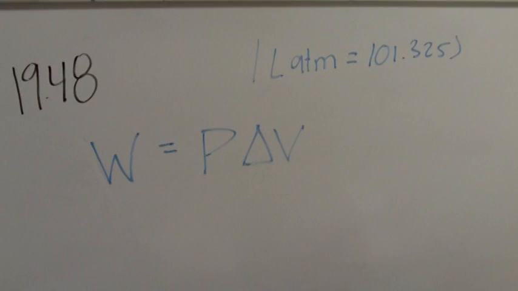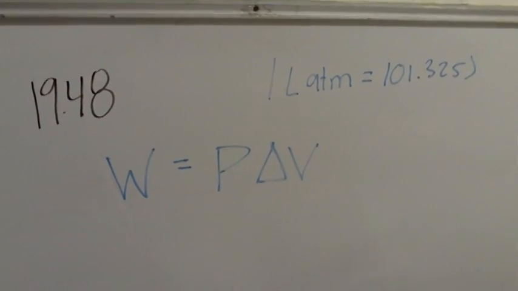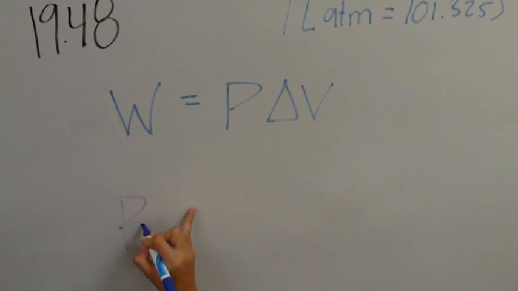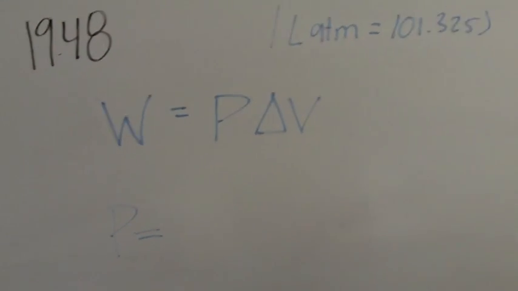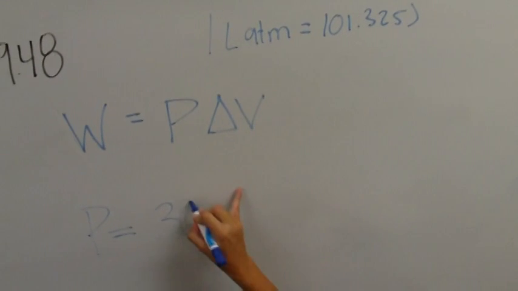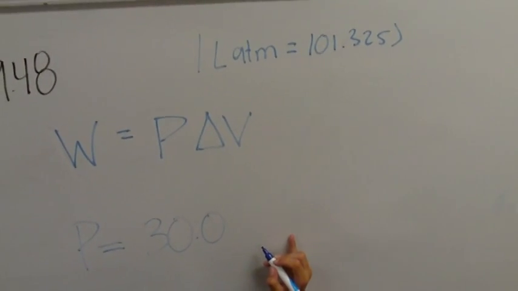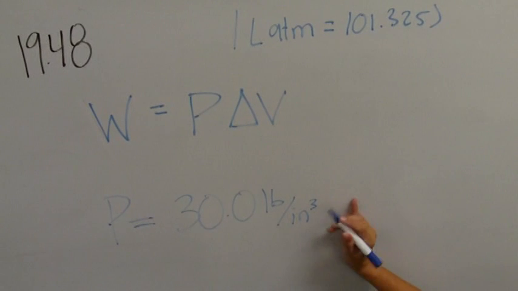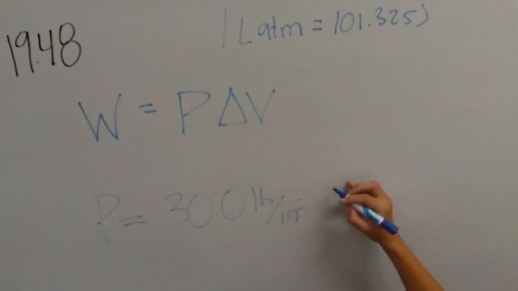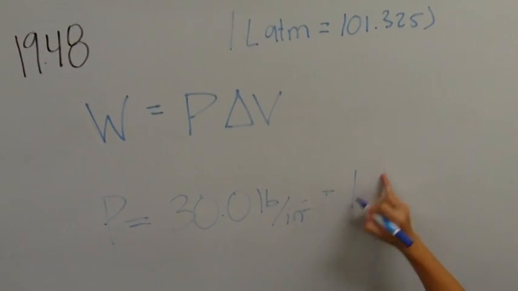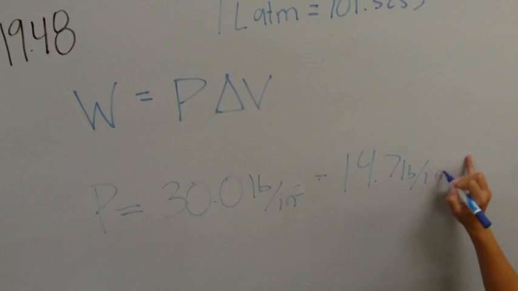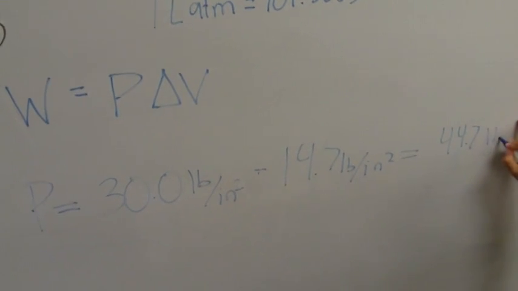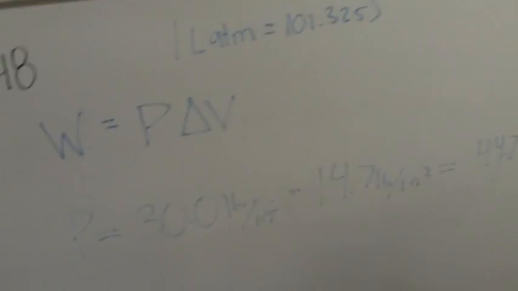So what we're going to do first is find our total pressure. So our total pressure is going to be the pressure that we exert with the bike pump plus the atmospheric pressure. So it was 30 pounds per inches squared, and then the atmospheric pressure they gave us was 14.7 pounds per inches squared. So our total pressure is going to be 44.7 pounds per inches squared. So that's going to be our pressure.